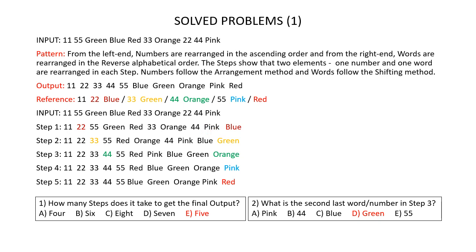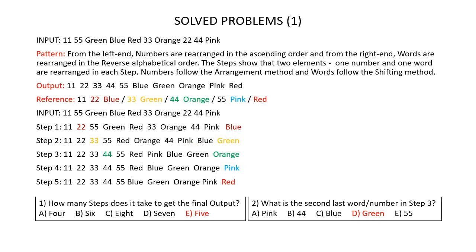Now for step 2, use the next set in the reference, which is 33 and green. So in step 2, write 11 and 22 in the first and second positions at the left end. Write 33 in the third position from the left end. Now since the words follow the shifting method, write green at the extreme right end in step 2. The rest of the elements of step 1 are written as they are in the same order.